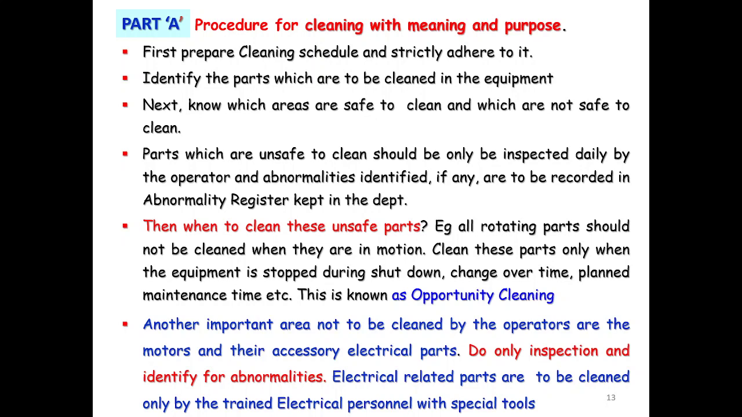Another important area not to be cleaned by the operators are the motors and the accessory electrical parts. Do only inspection and identify abnormalities. Electrical related parts are to be cleaned only by the trained electrical person with special tools.